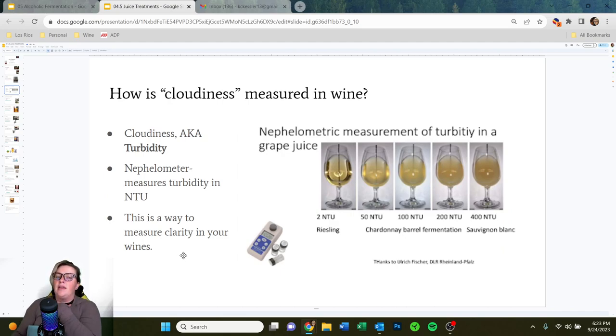When we talk about cloudiness in wine, we talk about something called turbidity, and that is measured with a nephelometer, in nephelometric turbidity units, NTUs. Here's a really nice picture showing how this starts to look. At 2 NTU, this looks like a really clear product, like it just came out of a bottle and it's ready to go. Compared to 50 and 100 NTU, this starts to look pretty hazy. Then we have up to 200 and 400, which is so murky you can't even see through the glass. That's a really good example of how cloudiness is measured in wine and how it affects the wine. So you can do it through NTU.